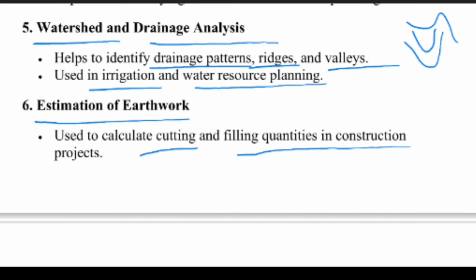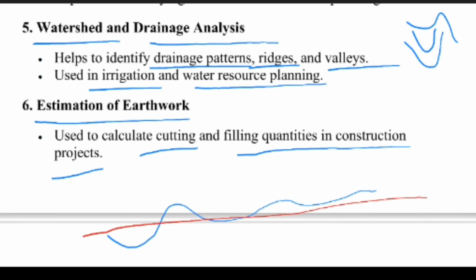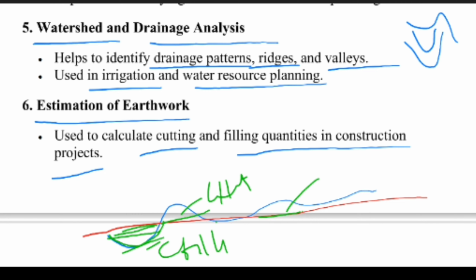For example, the road will be like this, and we need to construct a flat road. This portion is filling, and this is cutting. The portion above is the extra portion that you are going to cut. So this is filling and this is cutting. Like this we have to make it. We can use this method.